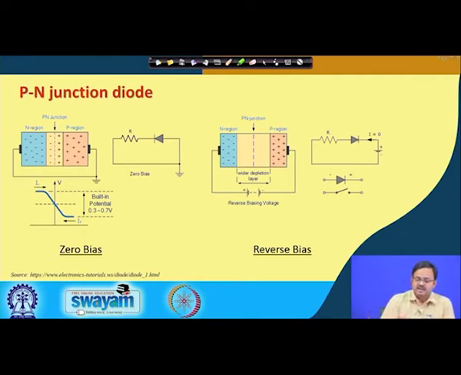What will happen is that the electrons from the N side are going to be attracted away from the depletion region at the junction, and the same for the holes, and therefore the potential barrier will further increase. The depletion region will widen, the potential barrier will further increase, and there will be no current flow from the P side to the N side, because for current to flow, the holes have to flow from right to left and electrons from left to right, but here just the reverse is happening.